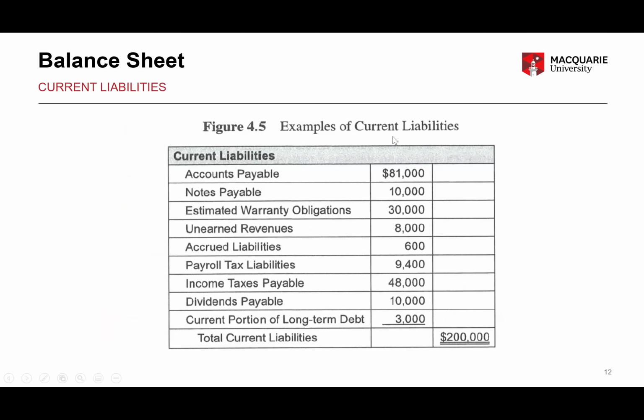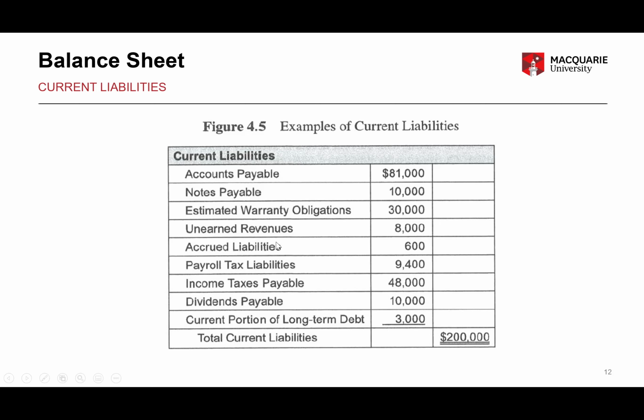Okay, current liabilities. So remember, these are the ones that need to be settled within 12 months, and we have quite a few examples here. So accounts payable are usually our suppliers of our inventory. So we owe, in this case, $81,000 to the suppliers. Notes payable, so we may have raised some funds by selling notes and we now need to pay them. Maybe warranty that we may have to pay in the next 12 months.